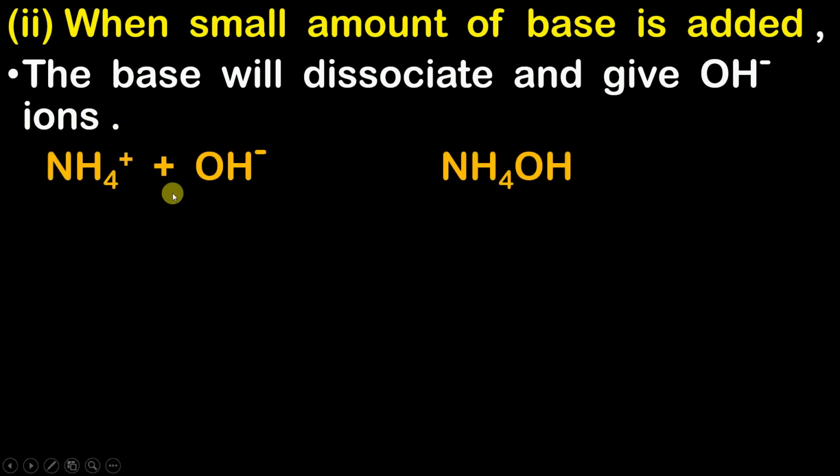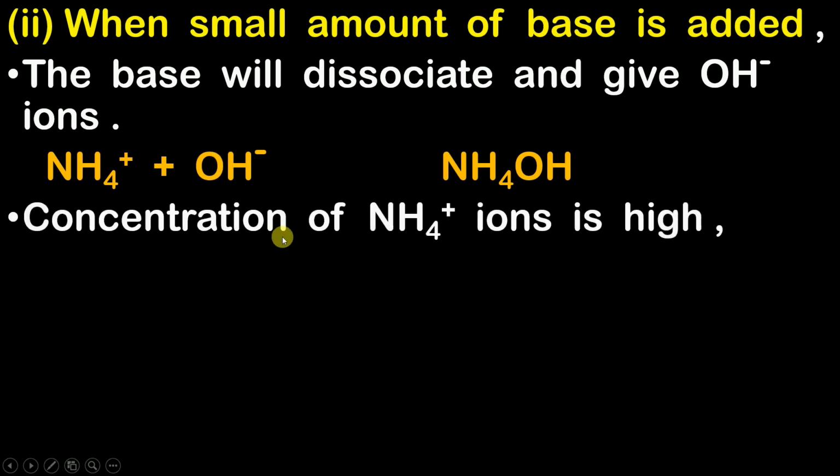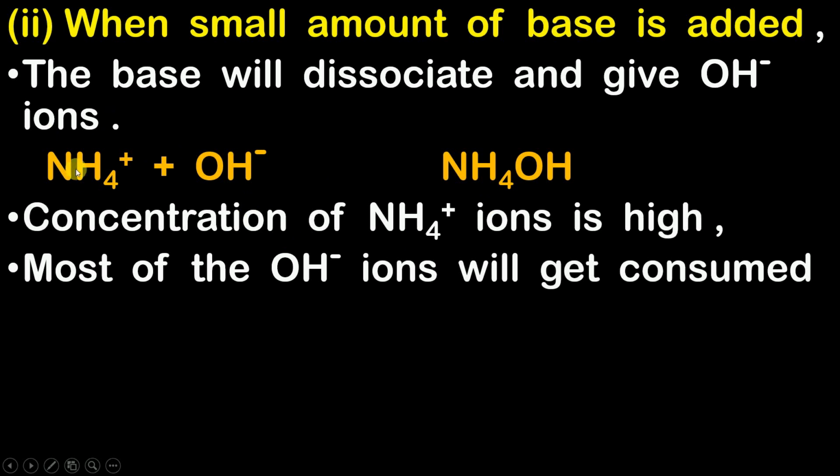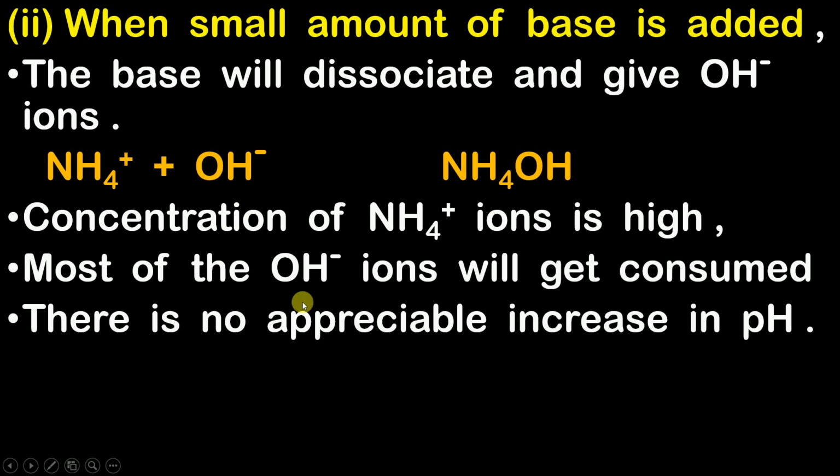So when NH4 plus ions react with OH minus ions, what we get is NH4OH. Here there should be an arrow, it is missing over here. So what we should get is NH4OH. In this way, as you can see, most of the OH minus ions are getting consumed. The concentration of NH4 plus ions is high, and most of the OH minus ions will get consumed, and there is no appreciable increase in pH, because whichever OH minus ions were added are all getting consumed by NH4 plus, or almost all are getting consumed.